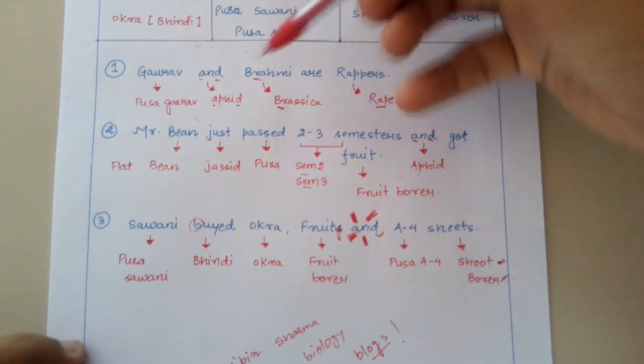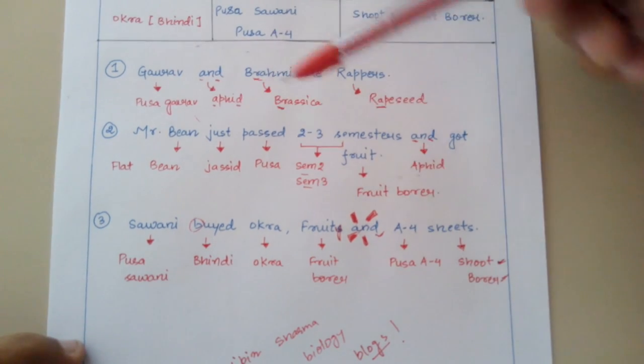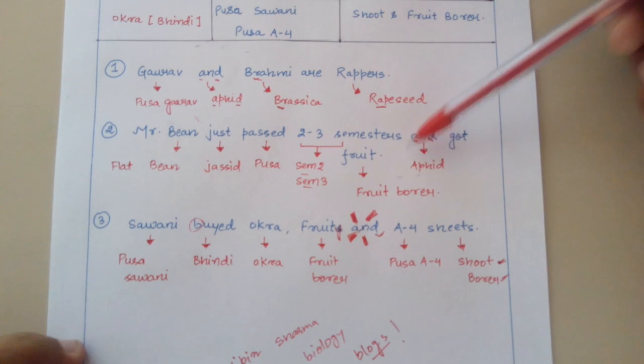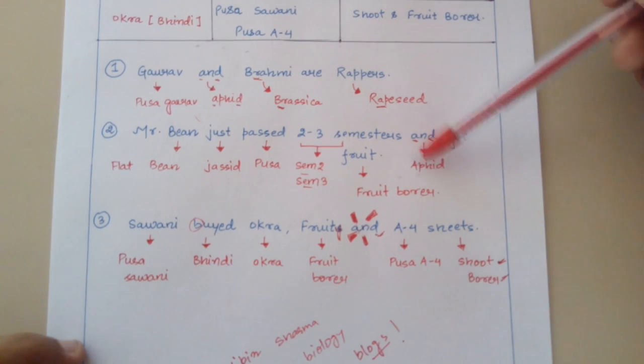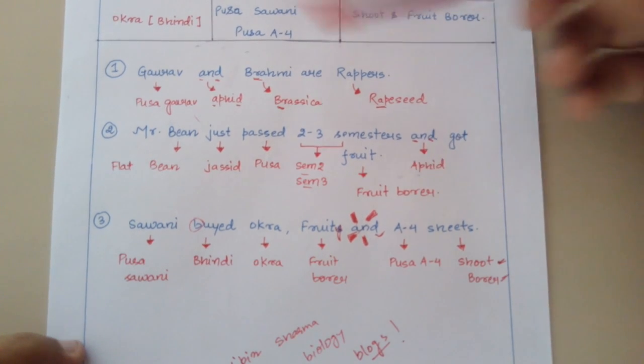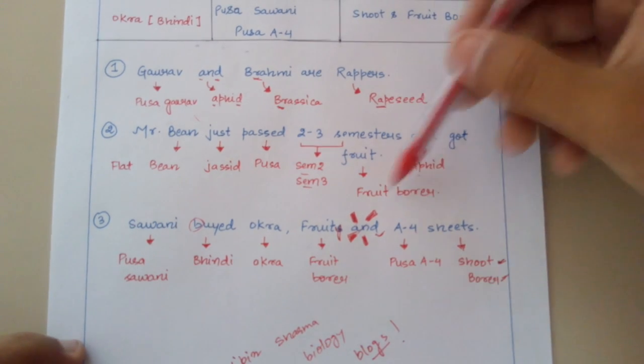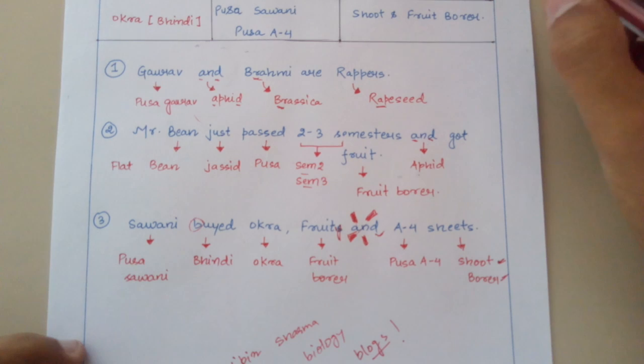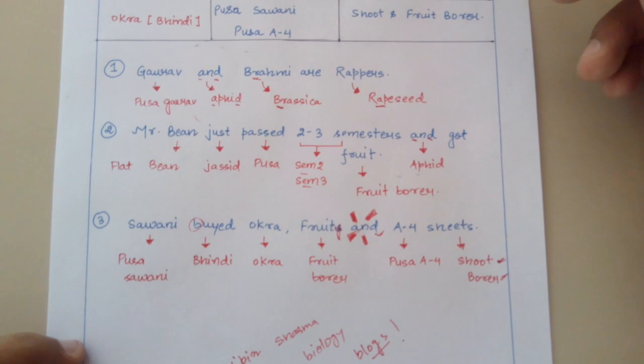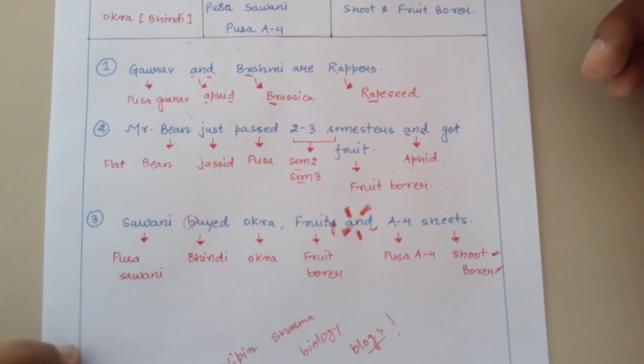which is present in the first trick also, where "and" means aphid. In this particular trick, the "and" also means aphid. So aphid is the insect pest for flat bean and brassica also. And fruit means fruit borer, which is another insect pest. So Mr. Bean just passed 2-3 semesters and got fruit simply means flat bean, jassid, Pusa Sem 2, Sem 3, fruit borer and aphid.